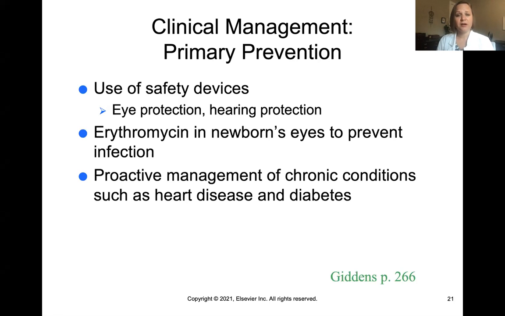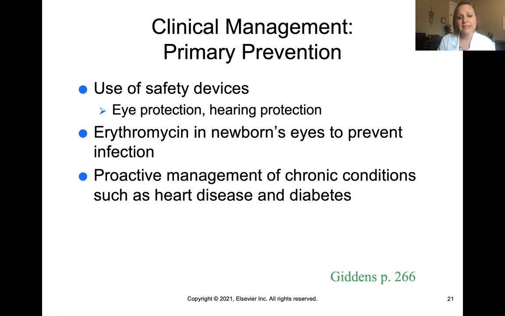And so we want to encourage the community to use things like safety devices to keep our eyes safe, or our ears safe. So if you're going to a concert, put earplugs in, because over time, really loud noises can damage our hearing. If you're working out in the garden with the lawnmower or the weed whacker, or you're doing some construction, make sure you're wearing eye protection so that no debris gets in your eyes.